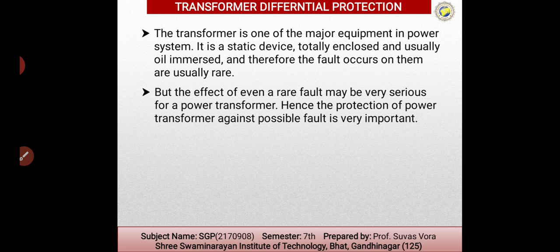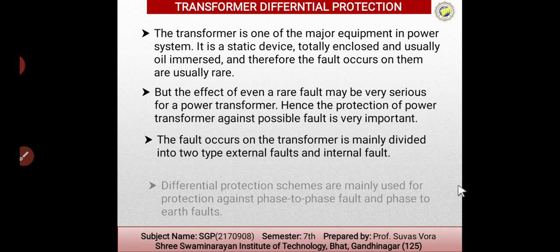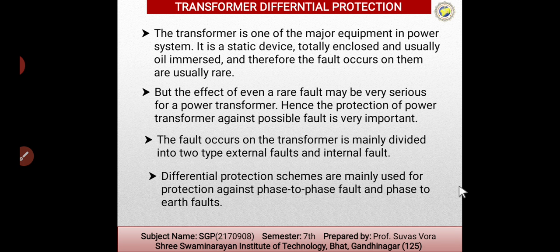Hence, the protections of the power transformer against the possible fault is very important. So the fault occurs on the transformer is mainly divided into the two types, external fault as well as the internal faults. So the differential protection systems are mainly used for the protections against the phase-to-phase fault and phase-to-ground faults. So what is the differential protection systems?